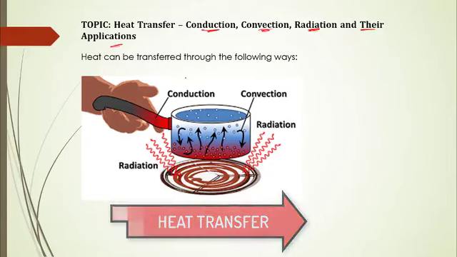From the diagram you see here, you would notice that this is the diagram of a pot on fire. Now, heat can be transferred through the following ways. When a pot is on fire and you're holding it, the truth is that after some time, you would not be able to hold the handle of that pot again. The reason is because your hand would get hot as a result of the transfer of heat by conduction.